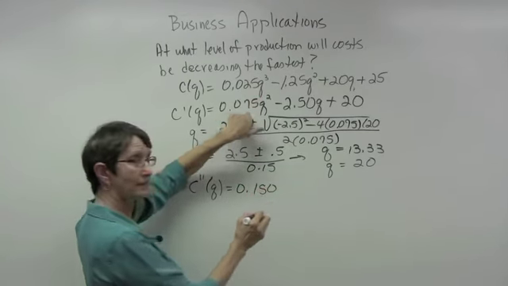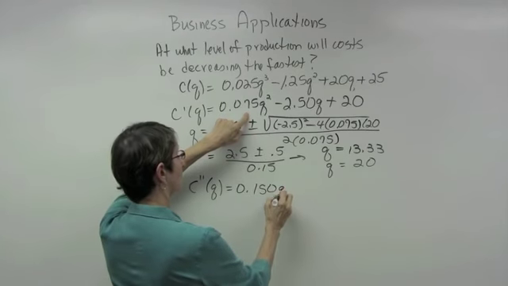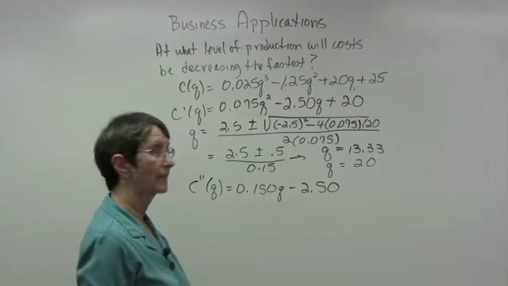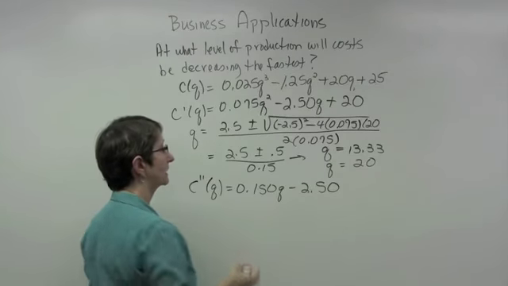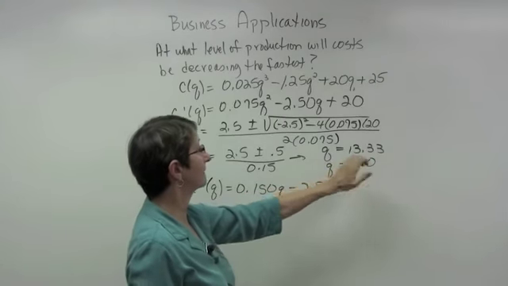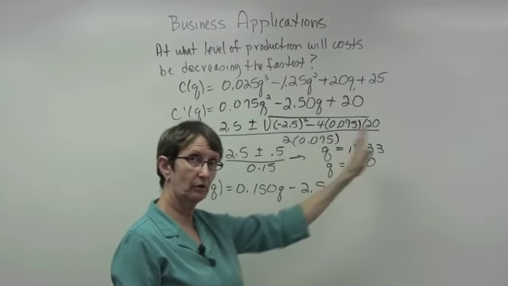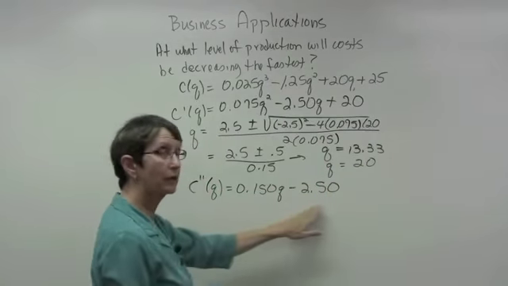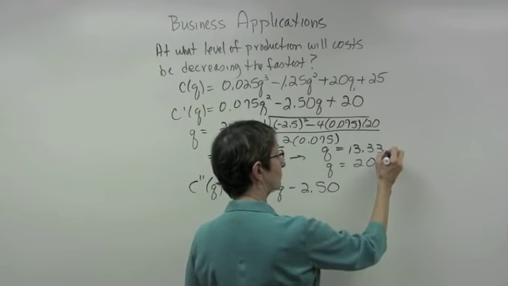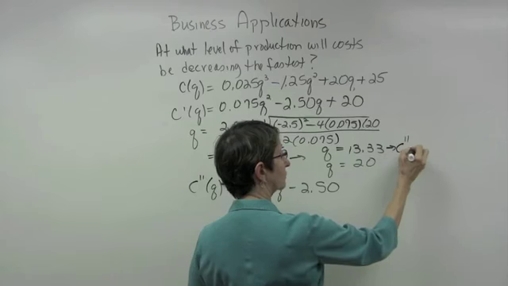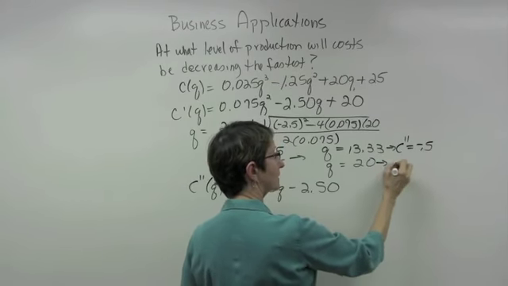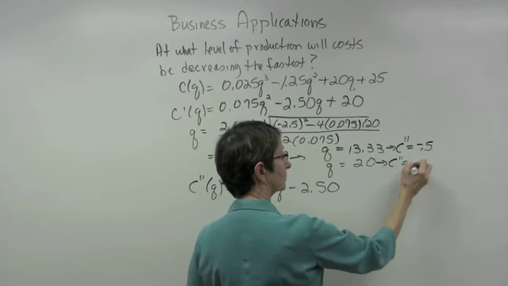2 times 75 is 150, times q minus 2.50. Okay. When I do the second derivative, there are a couple things I can do. I can test to see if I have max and min, if it's going in the correct order, just by plugging in here. If I do that, I find that at this point, the second derivative is negative 0.5, and at this point, the second derivative is positive 0.5.